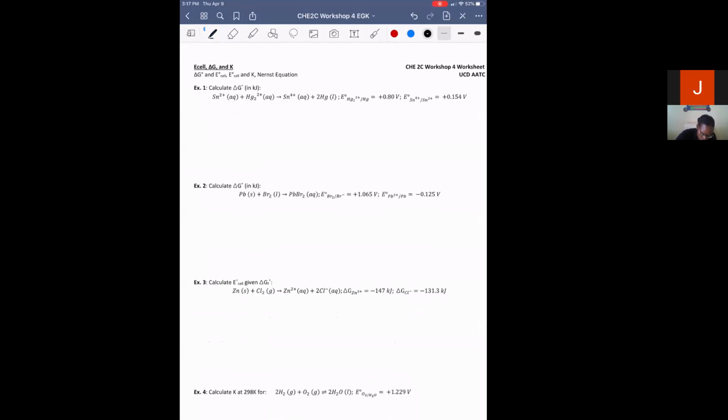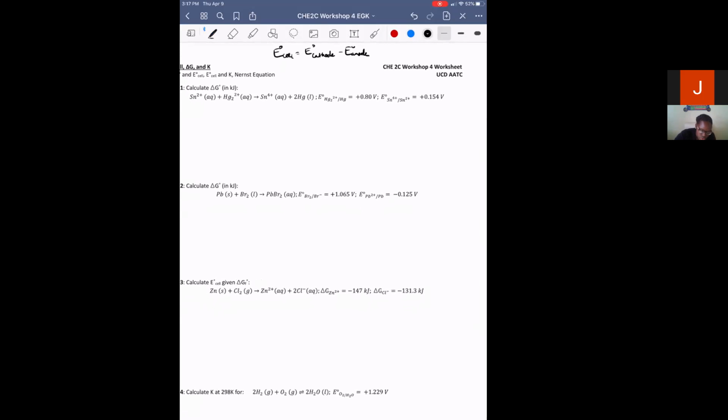So we previously said that our Ecell was equal to the difference between our cathode and anode reduction potentials. So for our standard Ecell, E naught of our cathode minus E naught of our anode gave us our cell potential, or our Ecell. So that's for our standard cell potential, and this is under standard conditions. So when we use the degree sign, this lets us know that we're talking about standard conditions.